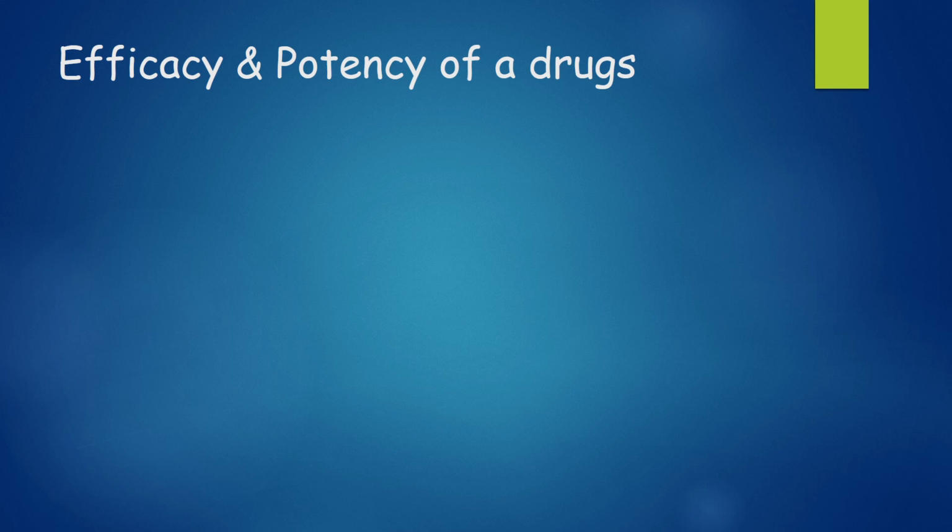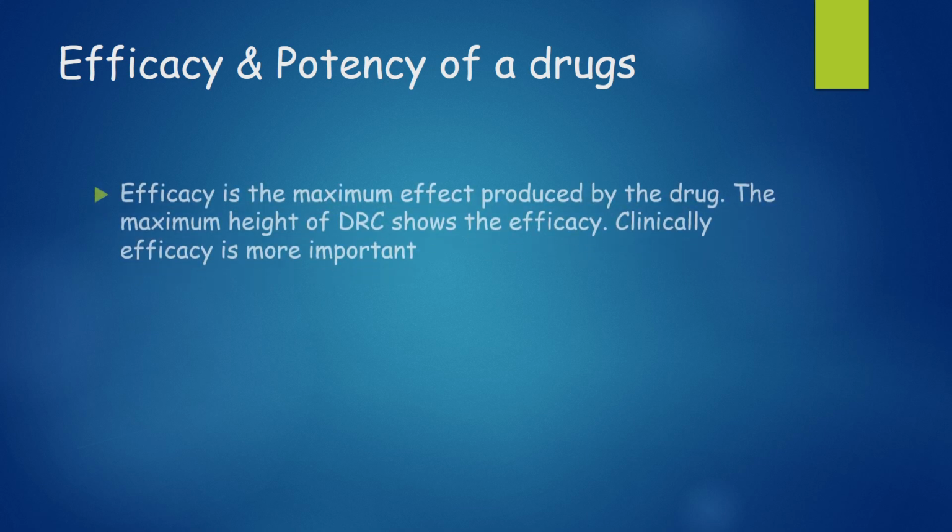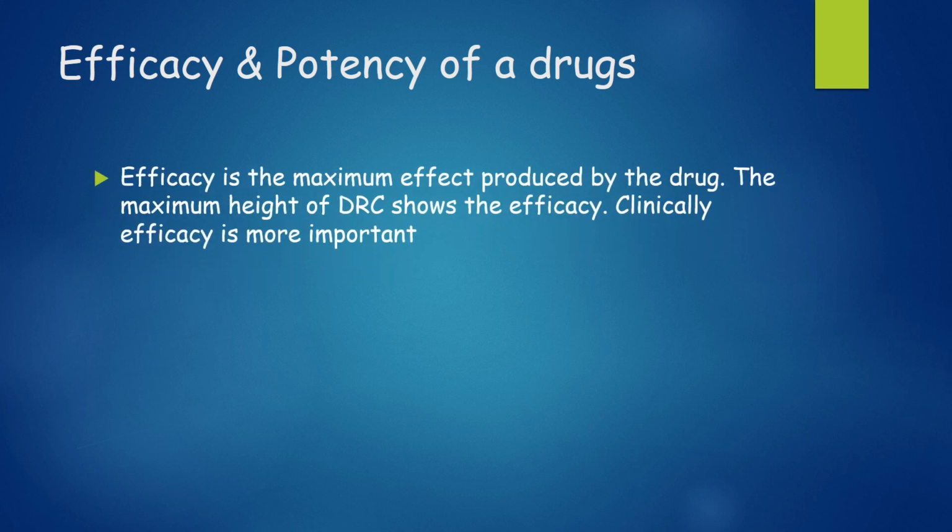When we think in layman's language, both are the same, efficacy and potency, but there is some technical difference between them. Efficacy is the maximum effect produced by a drug. So, the maximum height of the DRC shows the efficacy. Clinically, the efficacy is more important. So, efficacy means the maximum effect produced by a drug. Okay. There is no importance for the dose here. You can see in the definition there is no dose coming.